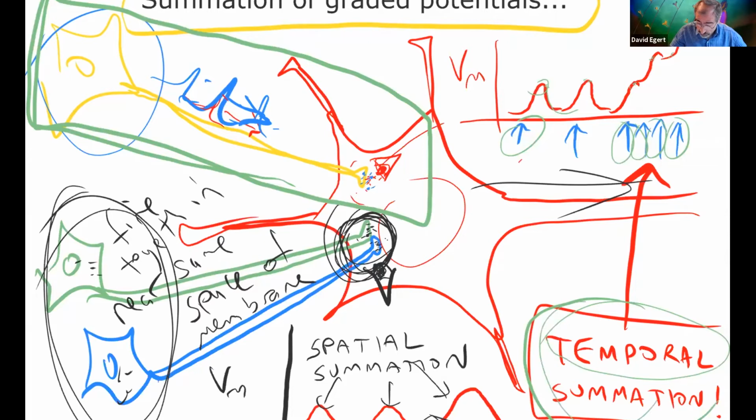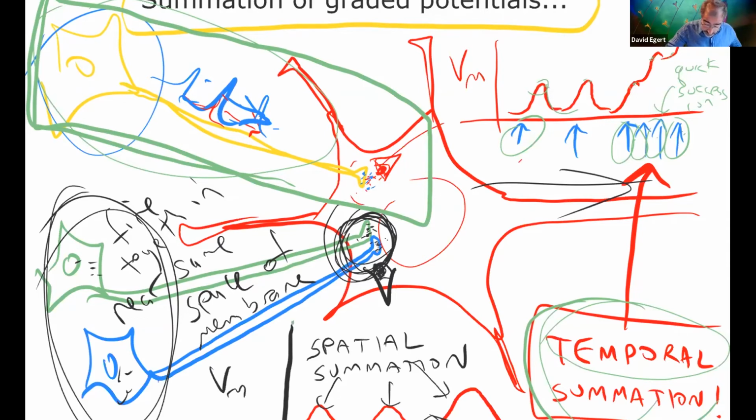We get a larger and larger voltage change. So temporal summation is one synapse fired in quick succession, resulting in a much larger overall effect, a much larger graded potential at that target membrane.